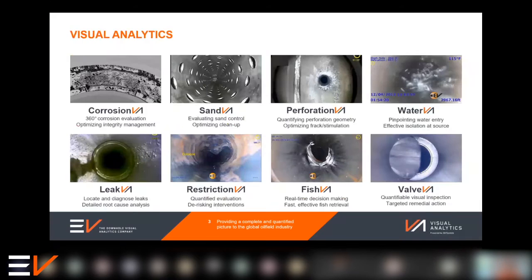Now, there are a number of applications that we could apply this technique to, and you can see a number of them here on the slide. Everything from looking at the function and performance of complex completion items, valves, sliding sleeves, anything with an unusual shape and a moving part. We can also look at things like restrictions in the well. We can look at perforations and sand control performance, but it's really here today where we're looking at downhole fish that we're going to spend our time and our attention.